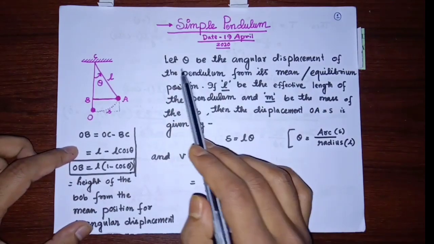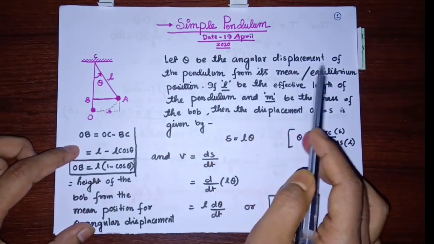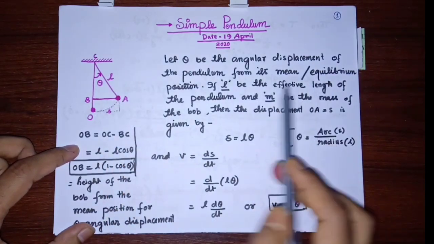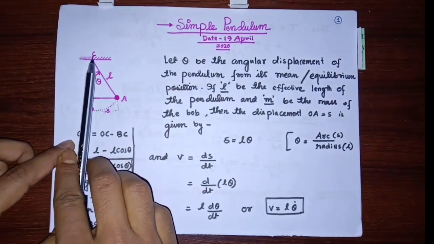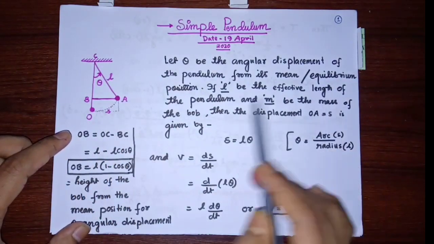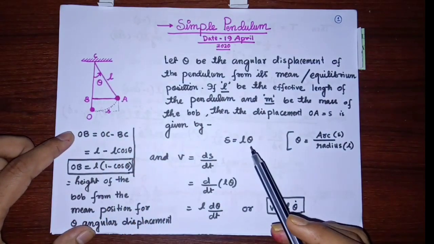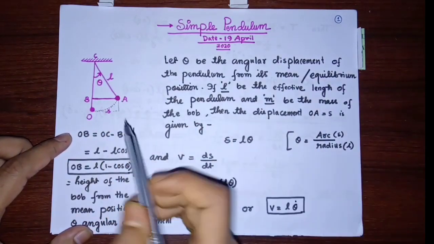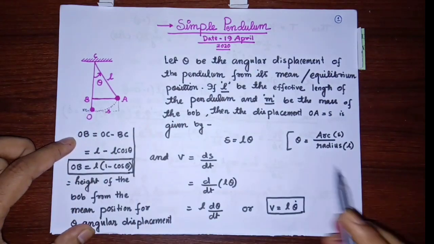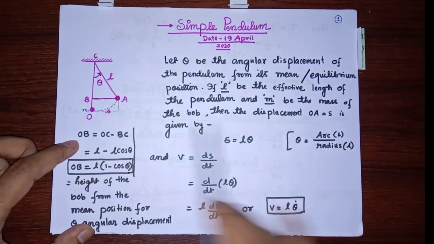Let us see what is written. Let theta be the angular displacement of the pendulum. Theta is the angular displacement from its mean or equilibrium position. This is the mean position, and from this position it displaces like this. If L is the effective length of the pendulum and M is the mass of the bob, then the displacement OA is equal to S.